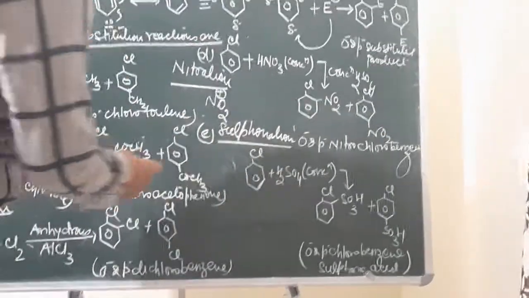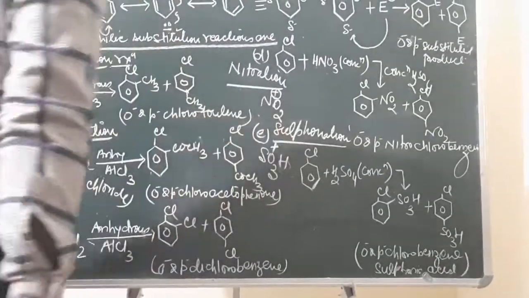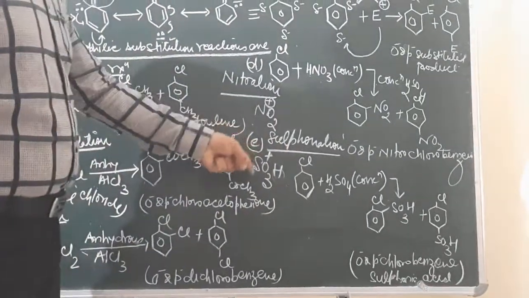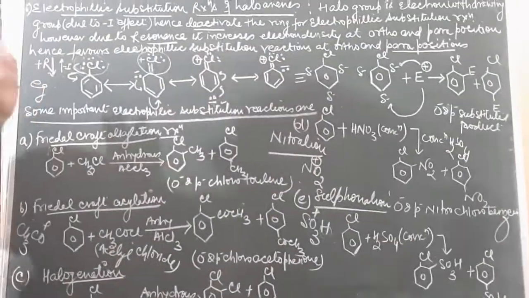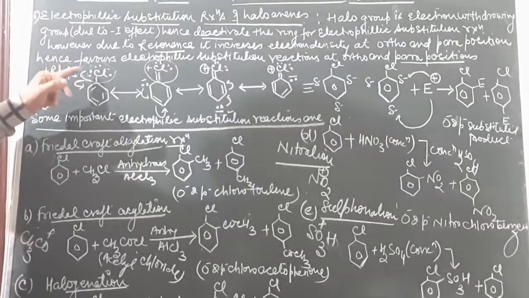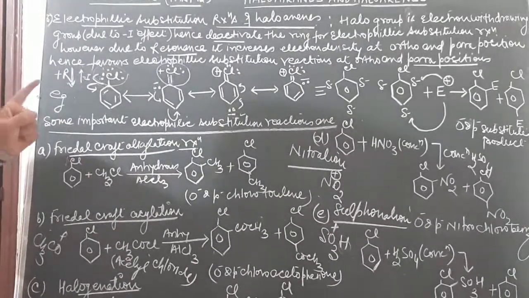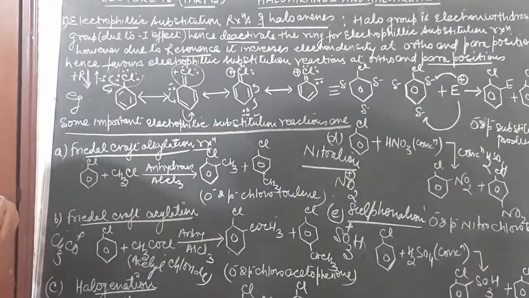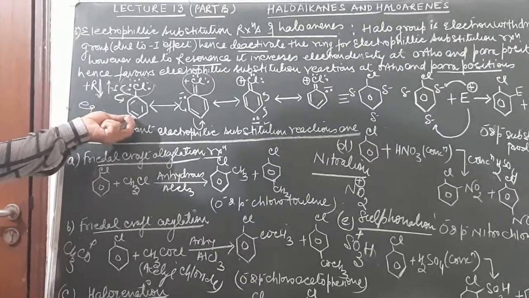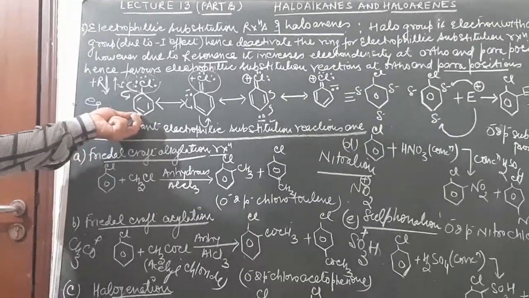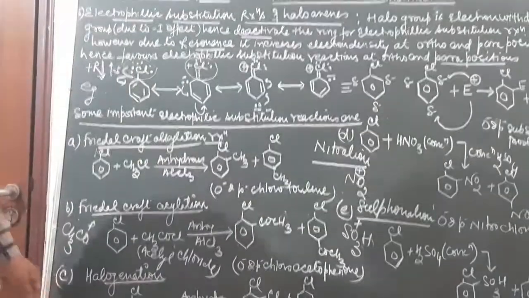Name the electrophile over here. The electrophile over here will be SO3H positive. And the mechanism of the reaction will be electrophilic substitution reaction. So the questions are very clear. Chlorine, a group attached to the benzene ring, is a deactivating group. But why does it favor electrophilic substitution reaction? Due to the plus R effect, that is the resonating effect, it increases the electron density at the ortho and para positions and hence favors the electrophilic substitution reaction at the ortho and para positions.